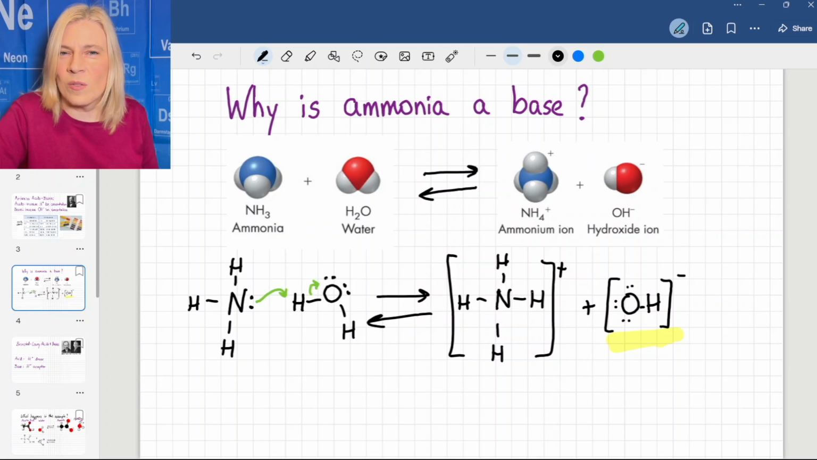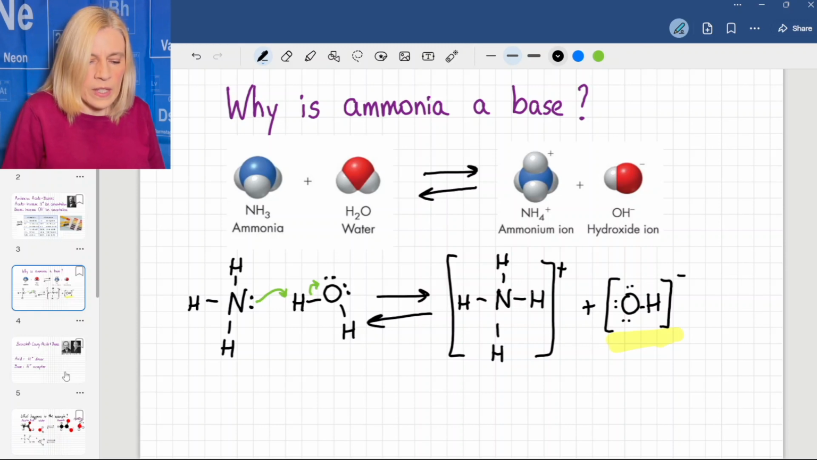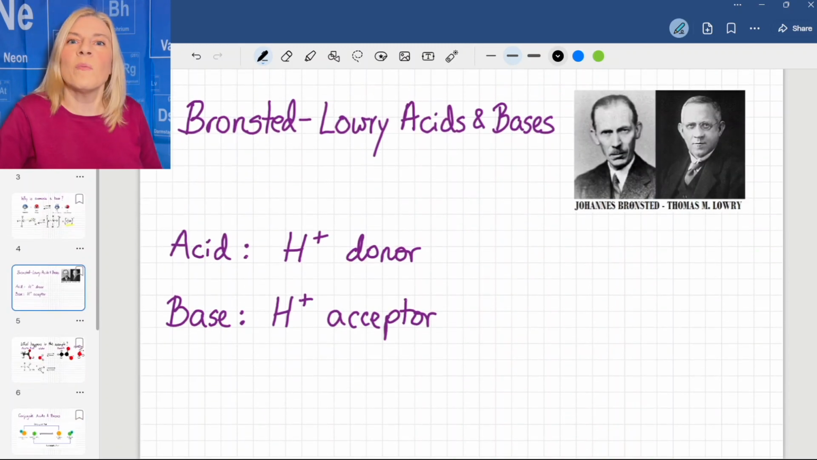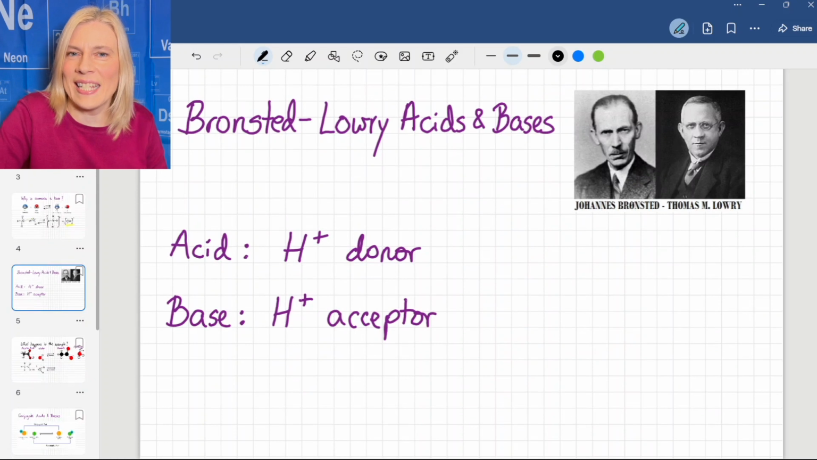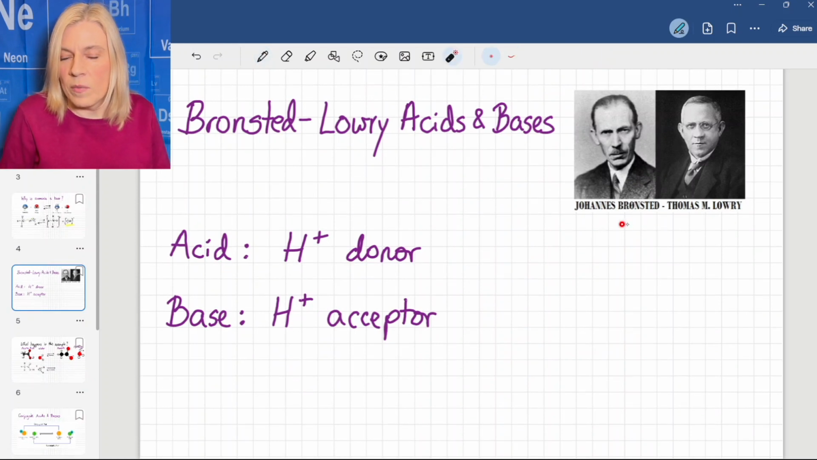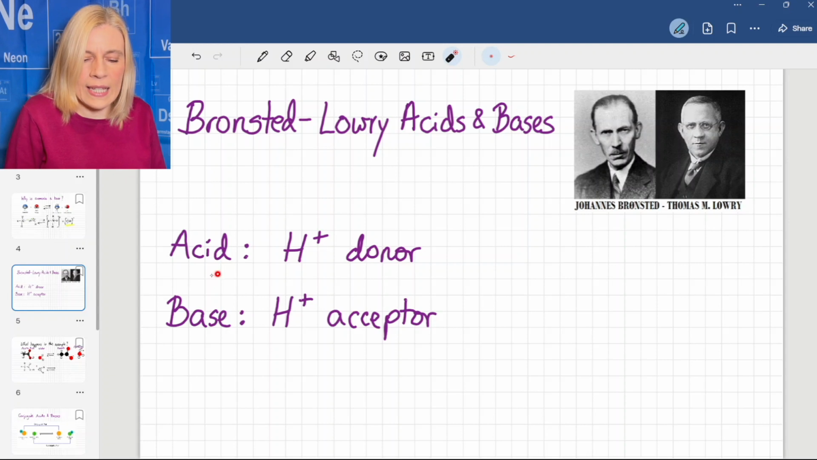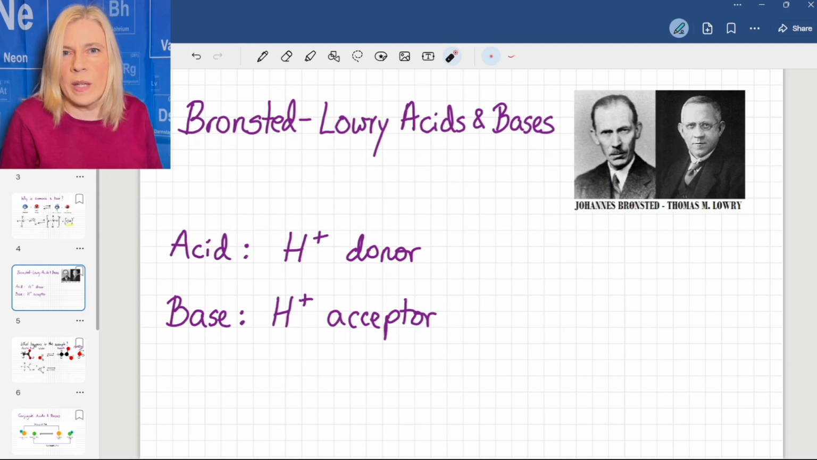However, I think we need a better definition. Arrhenius' definition is too simple. We need a better definition of acids and bases. So we now have the Bronsted-Lowry definition of an acid and base, named after these two chemists, Bronsted and Lowry, who were their last names. What did they say? They say an acid is an H plus donor, so an acid gives up an H plus. A base is an H plus acceptor. A base will be ready to accept that.